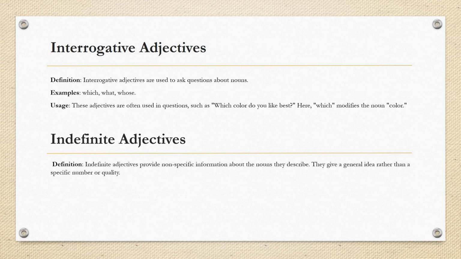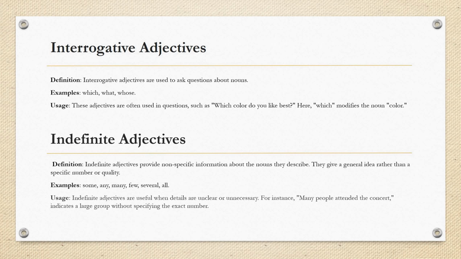Indefinite adjective. Indefinite adjectives provide non-specific information about the nouns they describe. They give a general idea rather than a specific number or quality. Example: some, any, many, few, several, all.